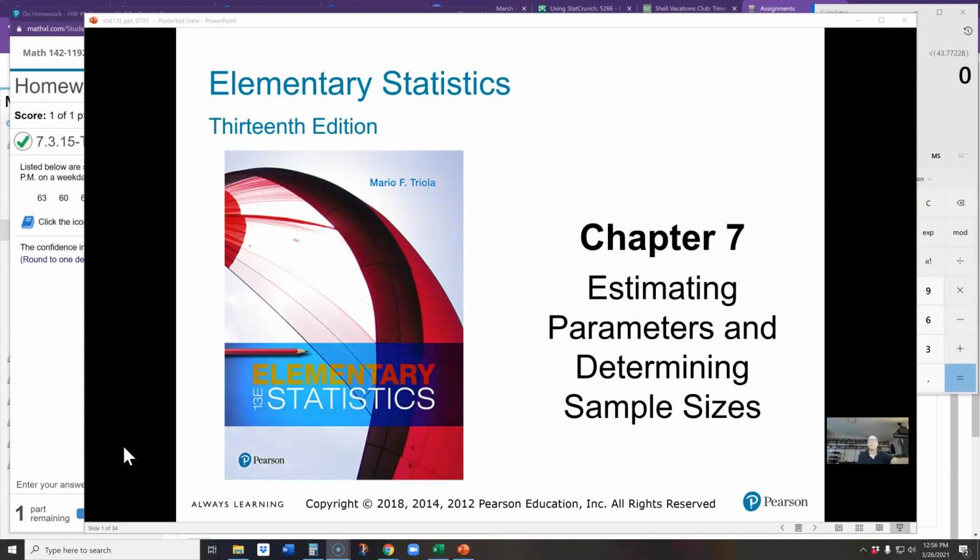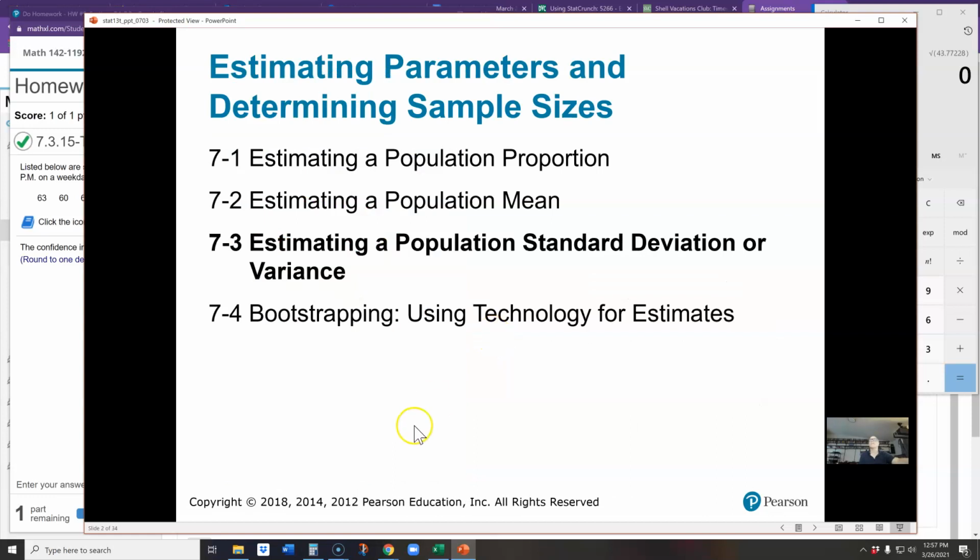Hey there, students. So we are now going to take a look at 7.3, the last section that we're going to cover from Chapter 7. And in Chapter 7, we've been estimating parameters and determining sample sizes. And in the first section, we were looking at the population proportion, and we created confidence intervals for that. And then we looked at how to create a confidence interval for the population mean.